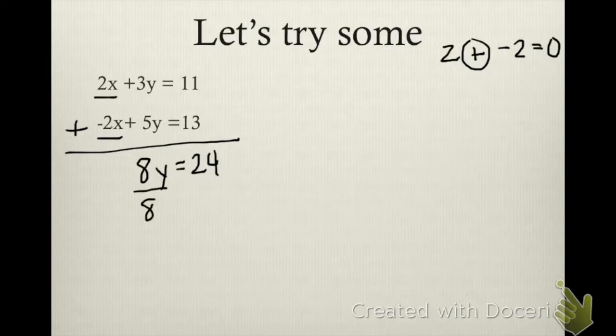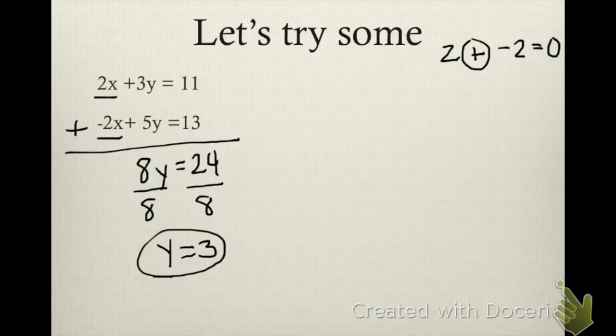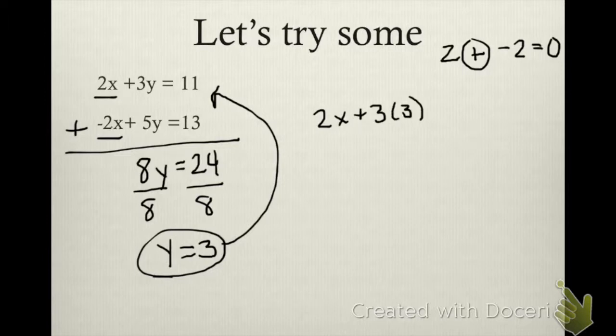Well, if I solve for y, I'm going to get that y equals 3. Next, I can use this in one of these equations, either one, it'll work for, and I can figure out what x equals if y equals 3. So I would say 2x plus 3 times 3 equals 11. I put a 3 in for y.